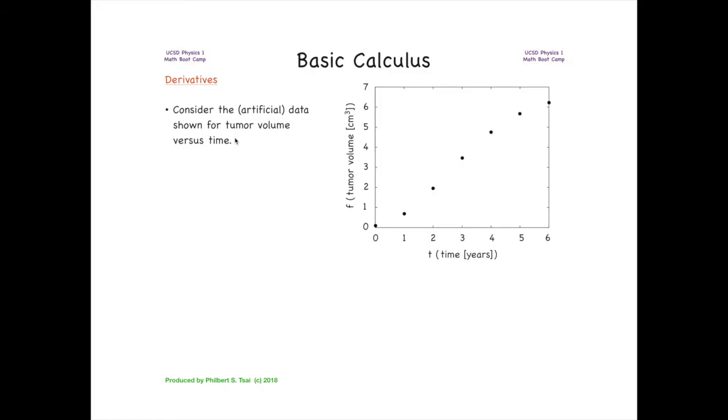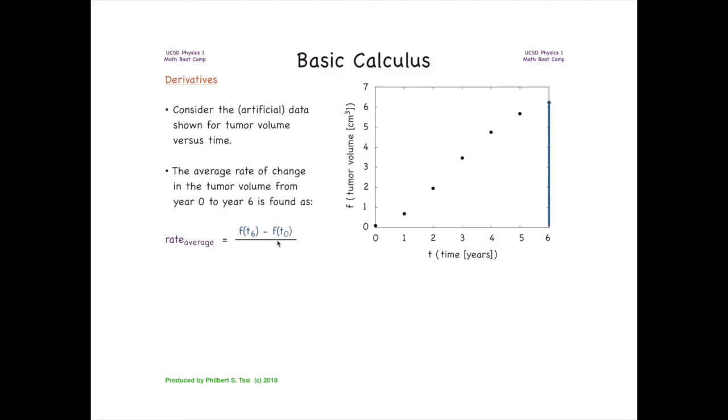Consider the artificial data shown for a tumor volume versus time. In this plot, we have time on the horizontal axis and the tumor volume, which we've labeled f, which is a function of time, on the y-axis. The average rate of change in the tumor volume between years 0 and 6 can be found as the change in the volume from the endpoint to the starting point, divided by the duration of that observation. In this case, we're taking the difference in the volume at time 6 and the volume at time 0, and dividing that by the difference in time from the start to the end of the observation, in this case, 6 years.